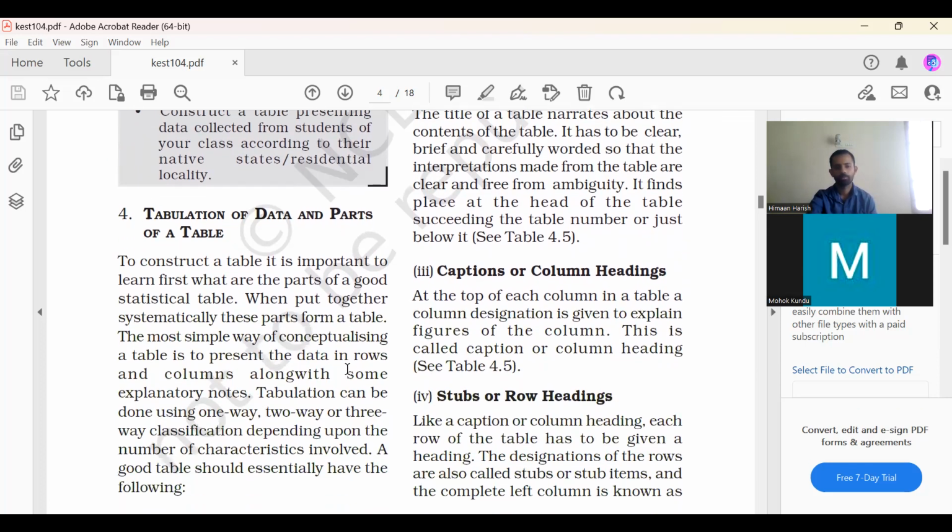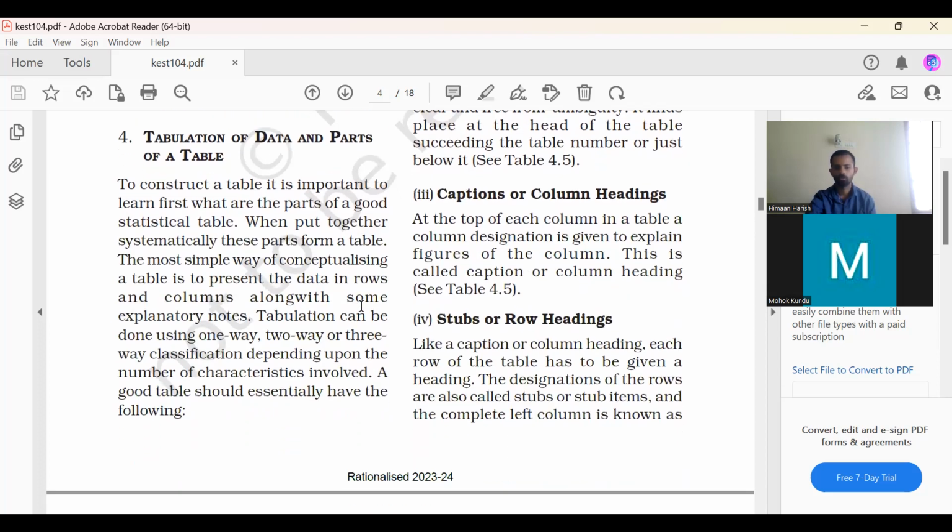Tabulation of data and parts of a table. To construct a table, it is important to first learn what the parts of a good or statistical table are. When put together systematically, these parts form a table. The simplest way of conceptualizing a table is to present the data in rows and columns along with some explanatory notes. Tabulation can be done using one-way, two-way, or three-way classification, depending upon the number of characteristics involved.